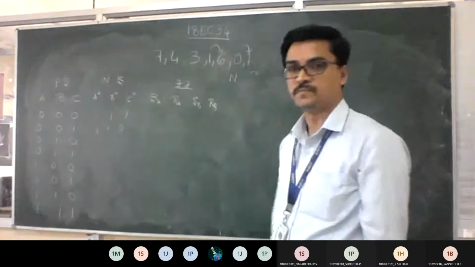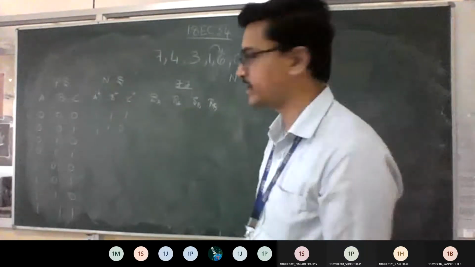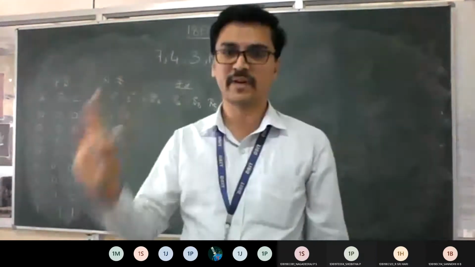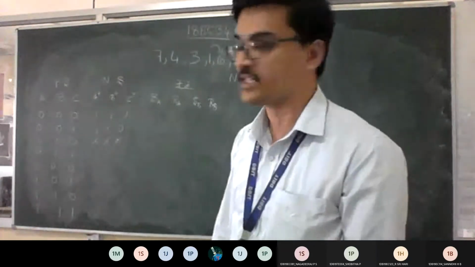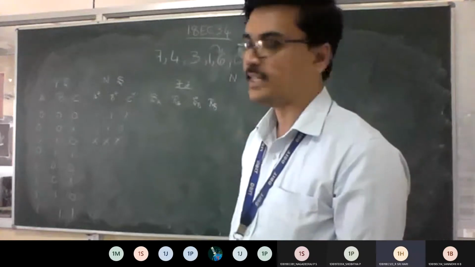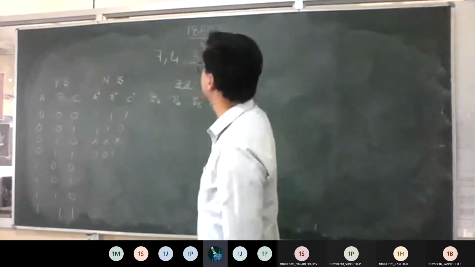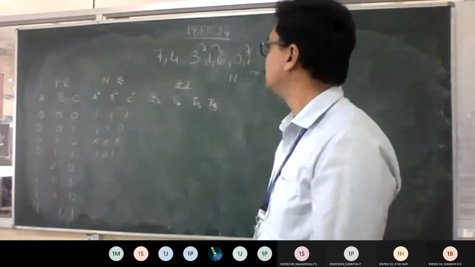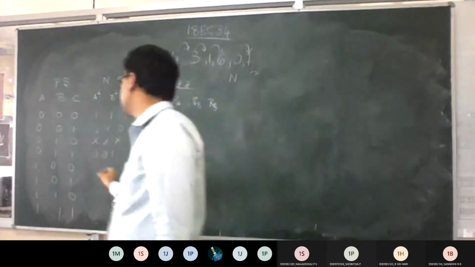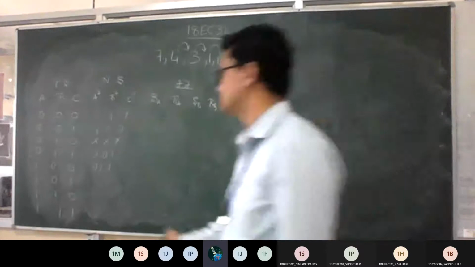Good. 2: don't care. Don't write 0, write don't care. If it is not there, it may be either 0 or 1. That's why you write the don't care condition. Next, 1: it's 3, so 0, 1, 1. Good. 4: it is 3. 5: don't care.